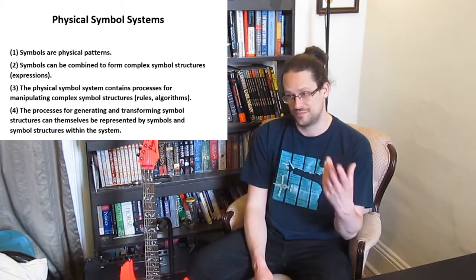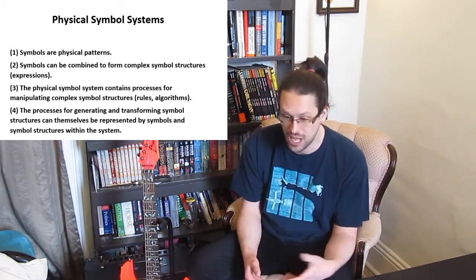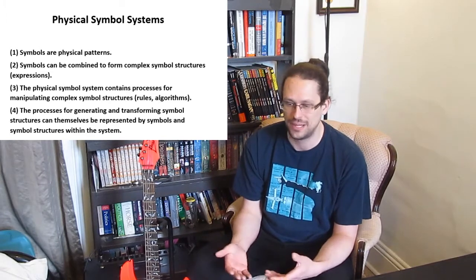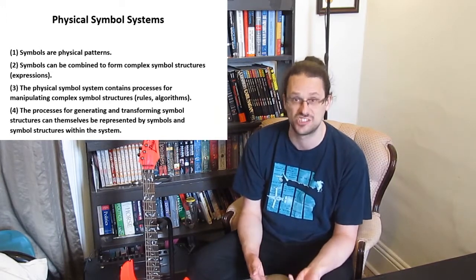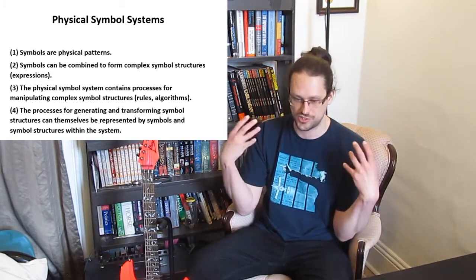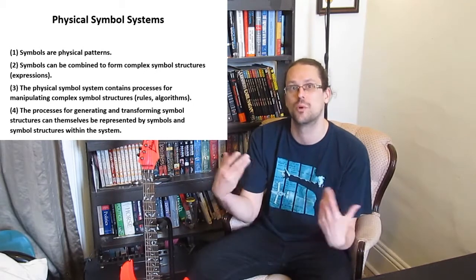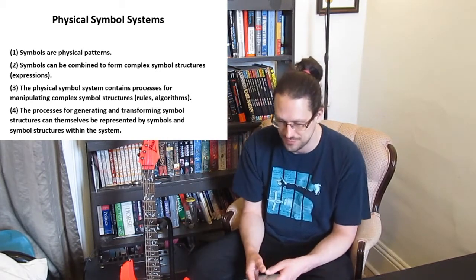These symbols, this is the second characteristic, these symbols can be combined to form complex symbol structures that we call expressions. So we can put symbols together into longer strings of symbols to represent more complicated information with more complicated symbol structures.